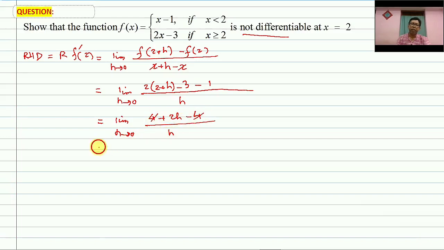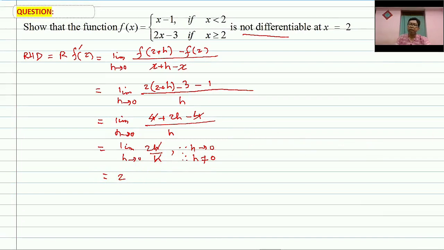Now h can be cancelled because h tends to 0, h is not equal to 0. Limit h tends to 0, 2h divided by h. You can cancel these two h's because you have to write the reason: since h tends to 0, therefore h is not equal to 0, that means the denominator is not 0. So we get 2. That means RHD is equal to 2.